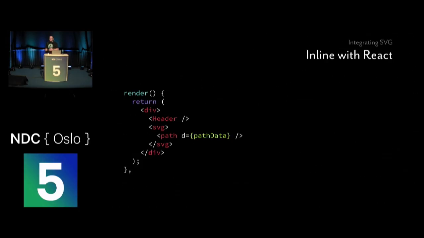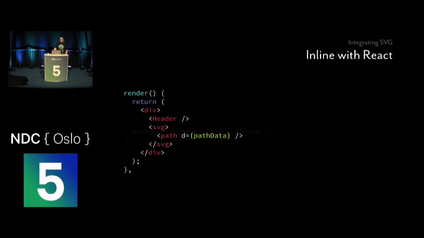Now, if you are using something like React, you can go this direction and put it right there in the rest of your JSX, and it'll render as normal. You can put other React components inside this SVG. You can pass props around. Anything that you'd normally do with standard HTML, you can do with SVG inside of React.